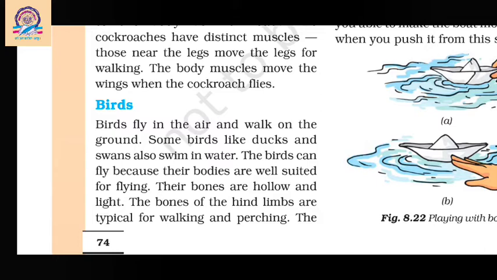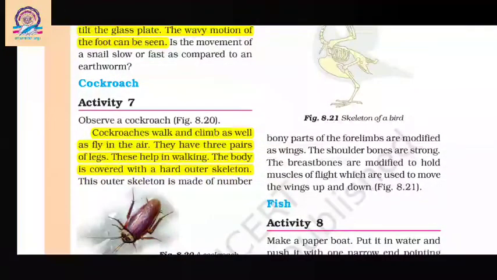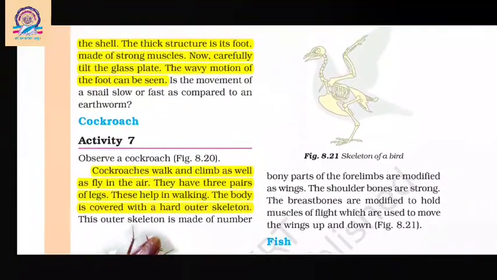The bones of the hind limb are typically for walking and perching. Perching means to rest. When a bird rests, it does so with the help of these bones present near the hind limbs. Okay. Now the bony parts of the forelimbs are modified as wings. As you can see here in figure number 8.21, the bony parts of the forelimbs are modified as wings. The bones present in the wings are nothing but forelimbs.